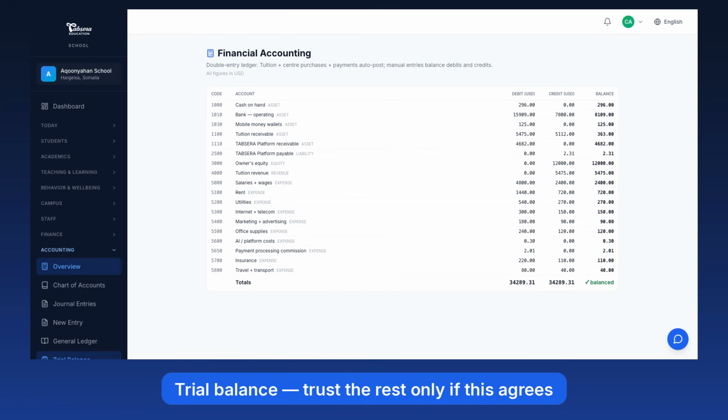The 4 reports answer the questions an owner actually asks, and the first is the one that proves you can trust the rest. The trial balance lists every account with its closing debit or credit, and the 2 columns must agree to the penny. If they do not, nothing downstream of this page means anything, so this is where an accountant starts, and where you start before you believe any other number on these screens.